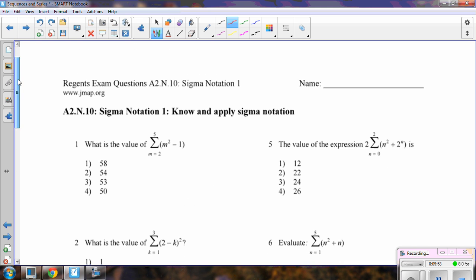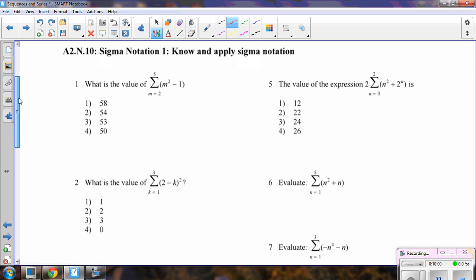Sigma notation. This is the very first thing I gave you in the Unit 1 video. You're just going to plug in, this is the start number, this is the stop number, and you're going to plug them in one at a time, then add it up. So this would be 2 squared minus 1, which overall gives us a 3.